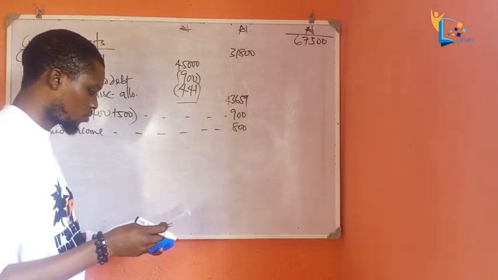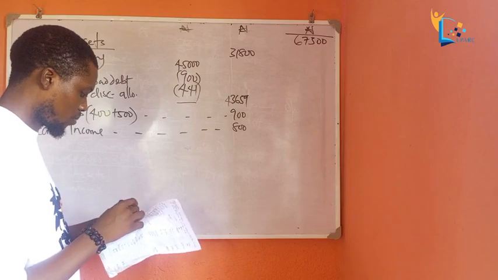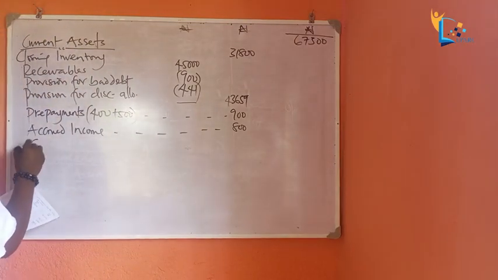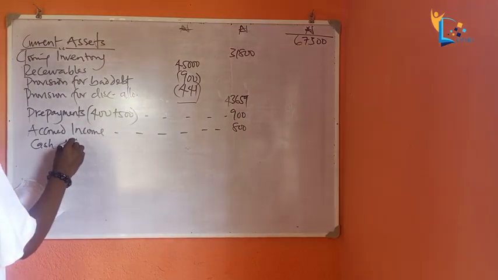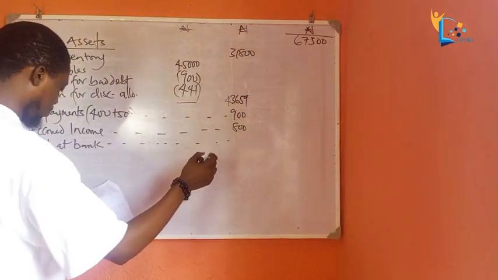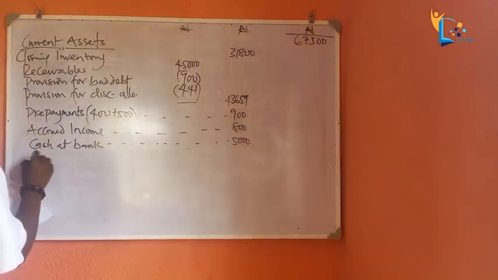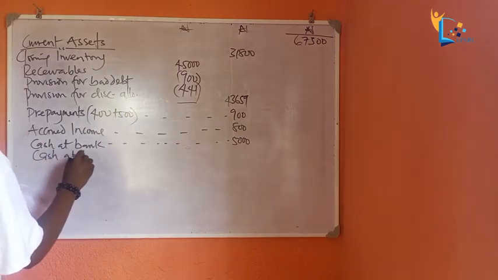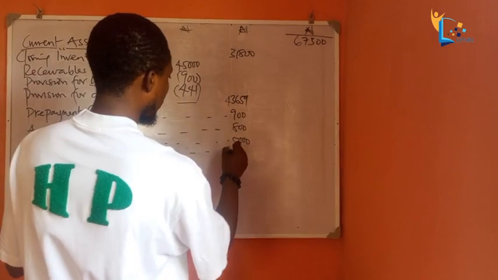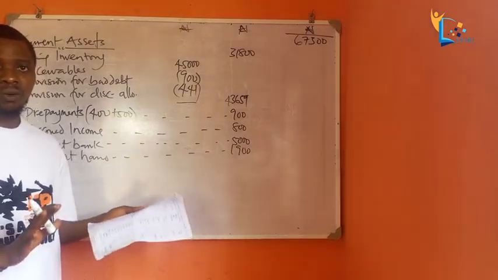Let's check what else we have. We are done with this. Cash at bank and cash at hand. Cash at bank, we have 5,000. Then cash at hand, we have 1,900. Are you following? Do you understand what we're doing?